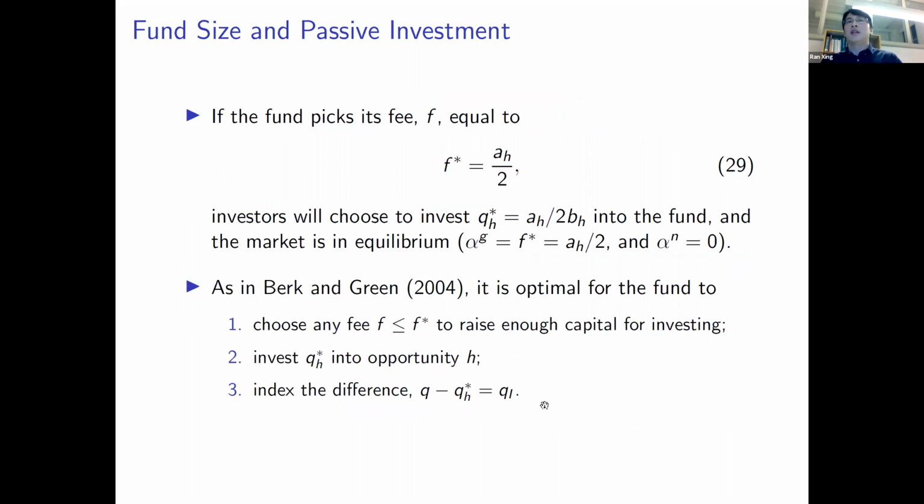So here, if we allow the fund to pick the fee f equal to the optimal level for the active part, that's A_H divided by 2, we have exactly the same setting as before, because the fund will choose to invest all the money, Q_H star, into the active investment opportunity. But what Berk and Green point out is that it is optimal for the fund to choose any fee f smaller than f star, that's A divided by 2 here, to raise enough capital for investing. That tells you that the fund can choose to invest Q_H star themselves into the opportunity H and index the difference. So they are still investing enough money into the active investment opportunity and profiting from the value added.